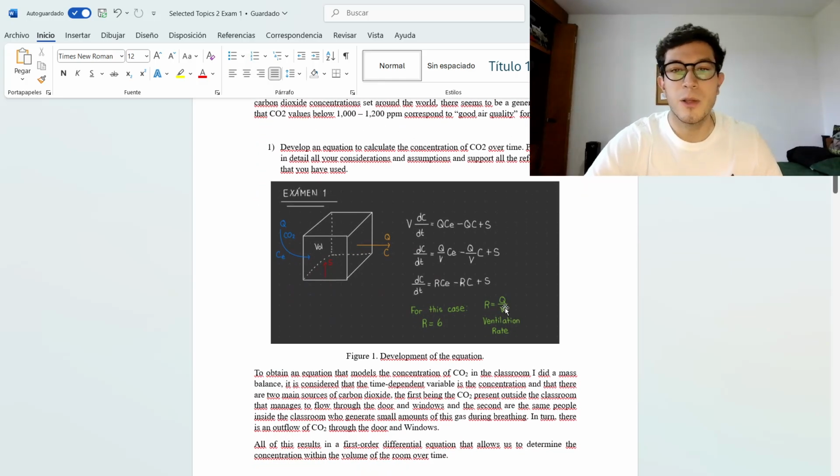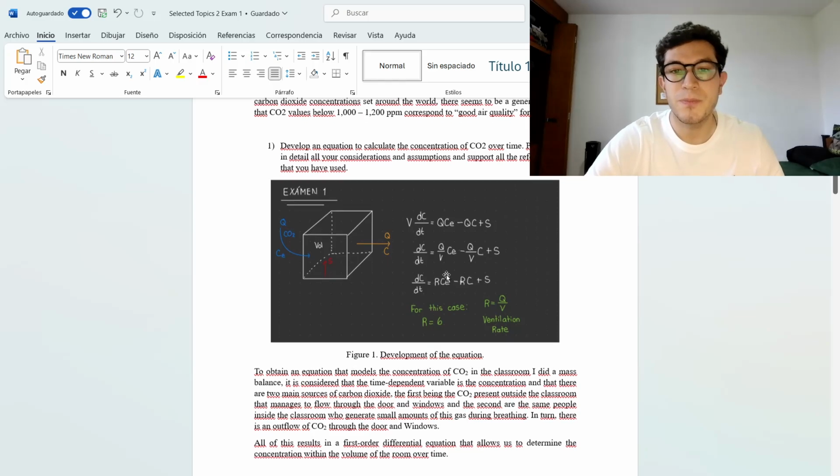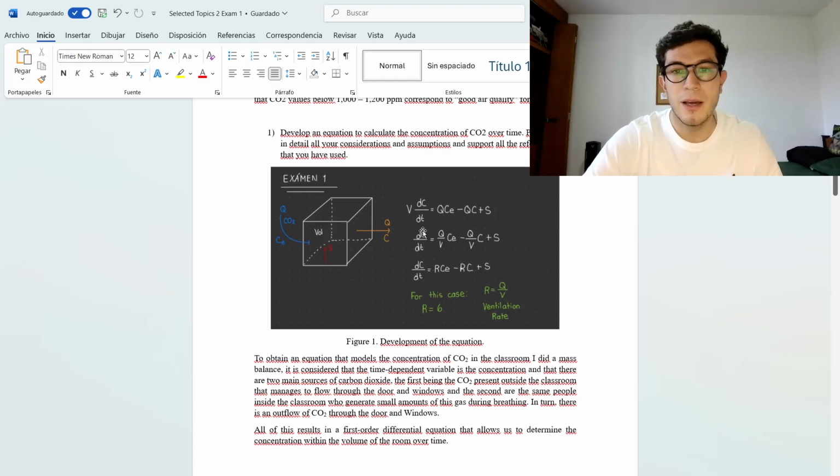Well, the first thing I did was to have the mass balance in order to have the differential equation set to be able to solve the problem and have that model to put it into Vensim and be able to simulate it.